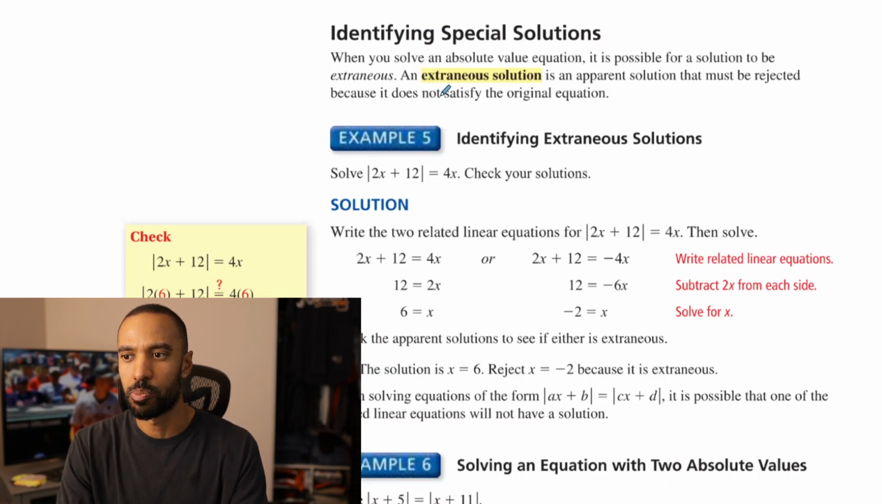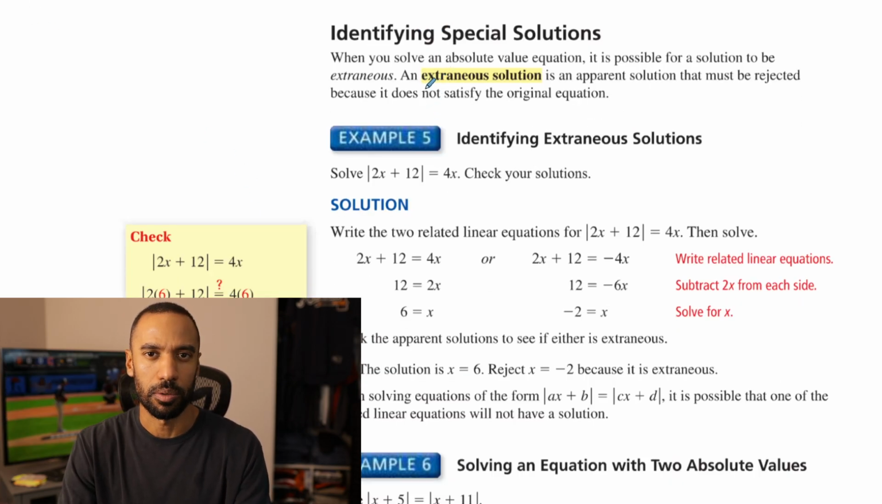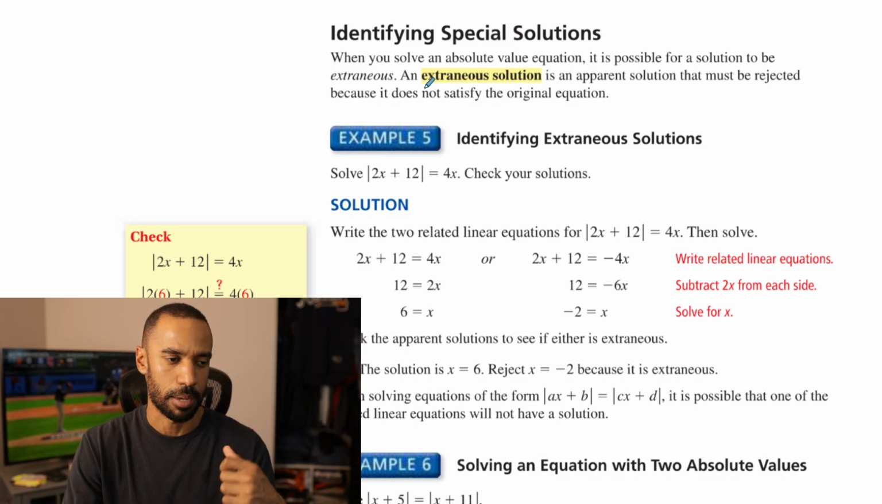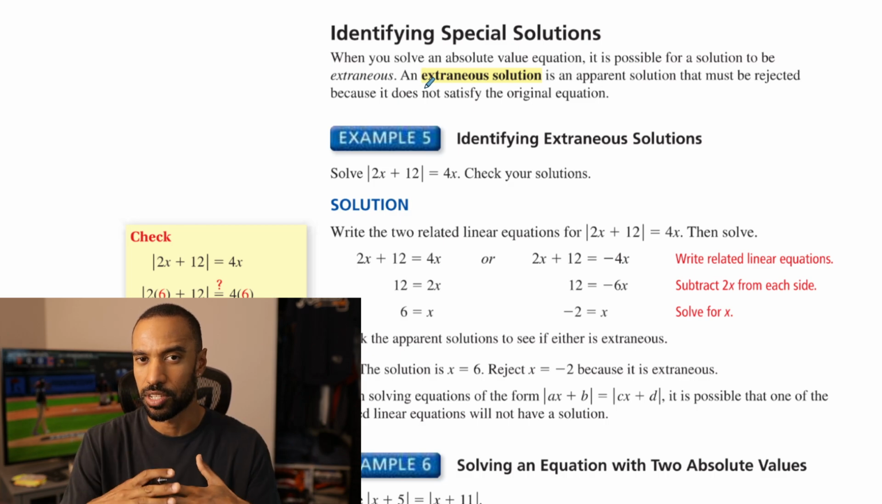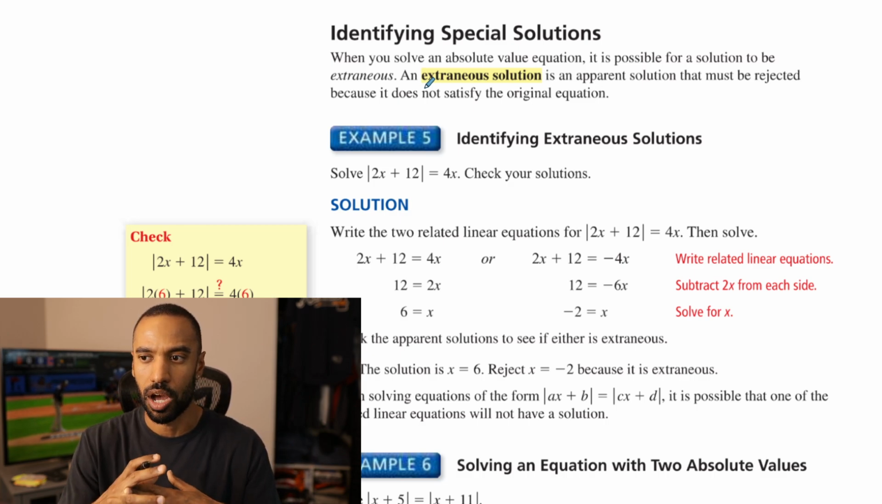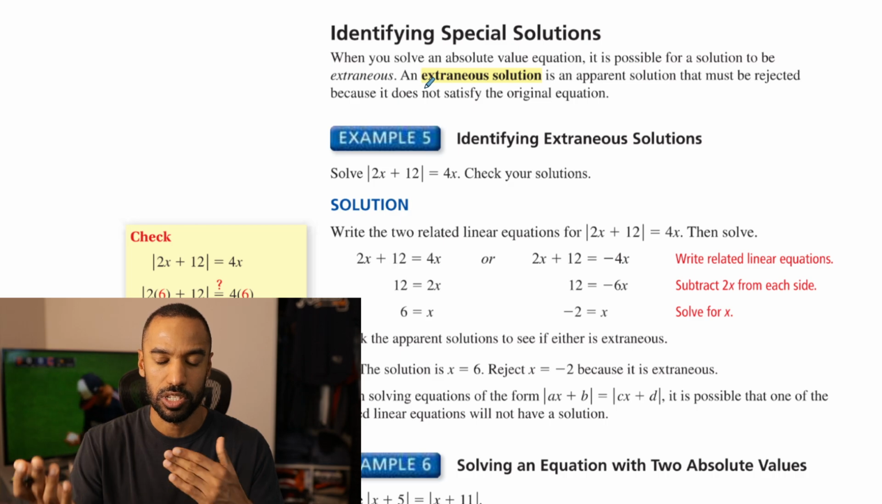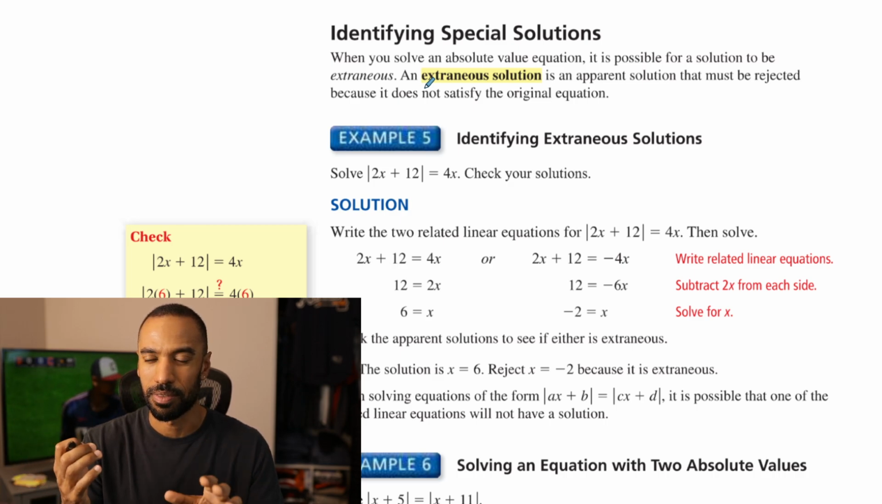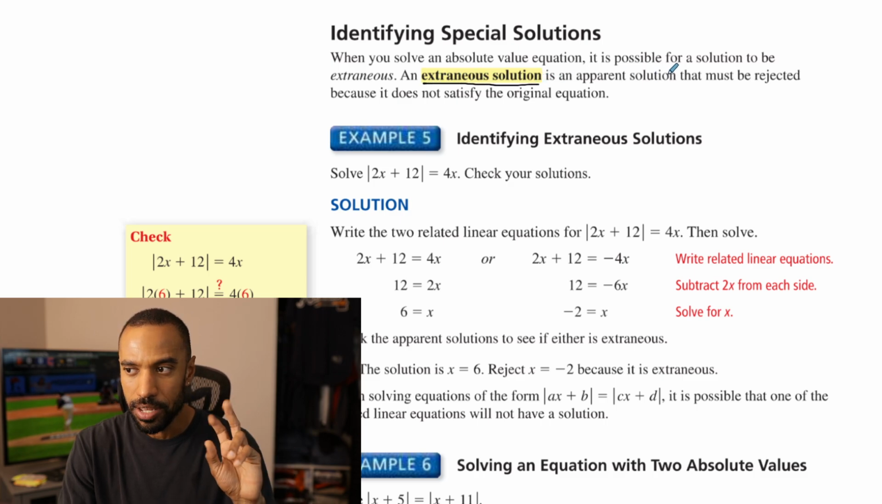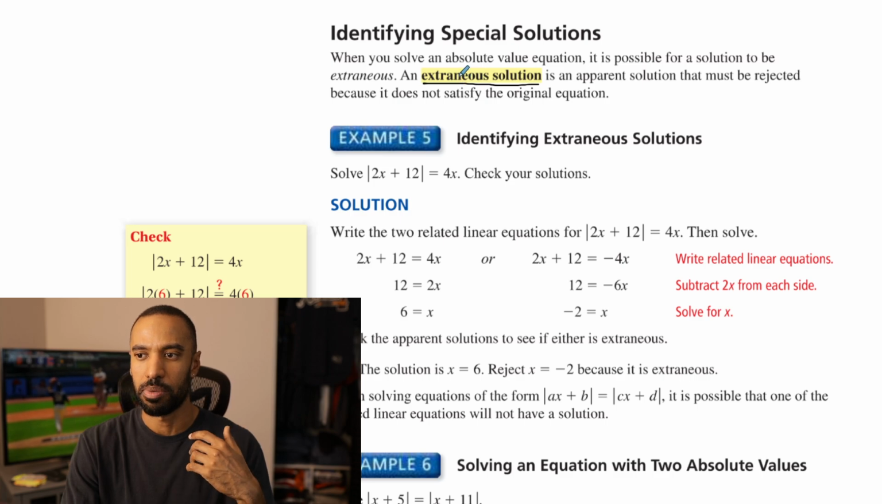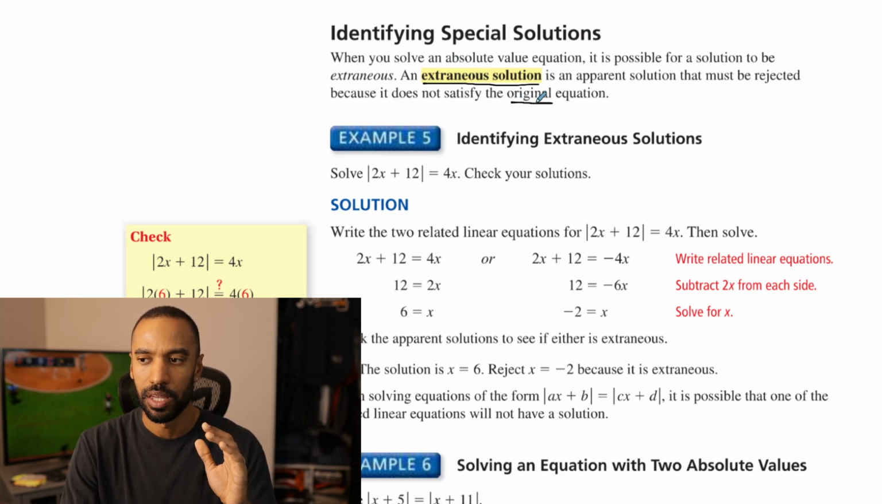Okay, let's talk about some special solutions. Now, we already saw something where we had a no solution case because we can't take the absolute value of a negative. But what if you could proceed on a problem that has an absolute value and you attempt to solve and all is looking good until when you substitute it into the equation, something doesn't work out? There are things known as extraneous solutions. An extraneous solution is an apparent solution that must be rejected because it does not satisfy the original equation.